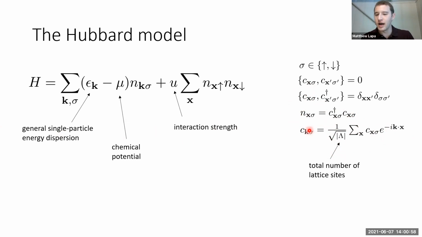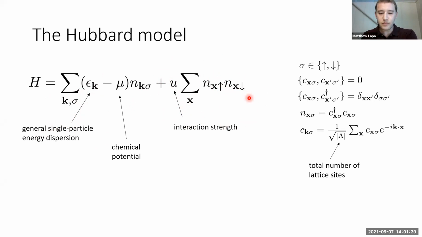And the Hubbard model, what you have here is the free fermion term that's diagonal in momentum space. And here you have some chemical potential, and I'm allowing a general single particle energy dispersion, so it doesn't have to be just nearest neighbor hopping. And then the interaction, of course, is diagonal in real space. You have some interaction strength U that would be positive for repulsive interactions, negative for attractive. And then you just sum over all the sites, and on each site, you take the number of spin up fermions times the number of spin down.